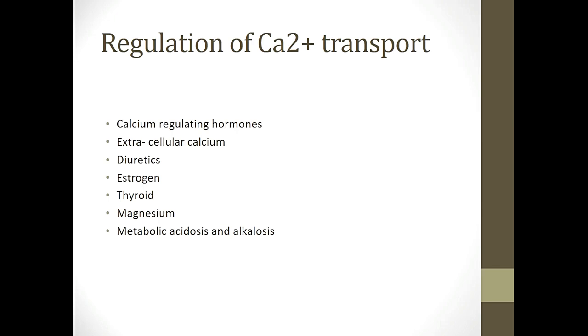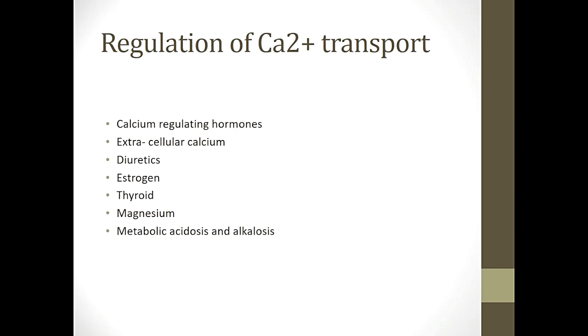In order to regulate this calcium ion transportation, we have several helpers. We can see them here one by one. Calcium regulating hormones will regulate the calcium ion level in the blood. Then the extracellular calcium concentration, the calcium concentration in the extracellular fluid. The fluid which is present outside the cell is called extracellular fluid. Then diuretics. What happens to the calcium ion concentration during a diuretic condition?